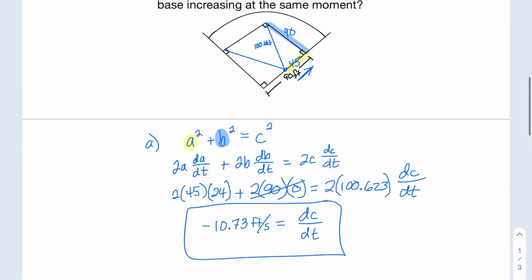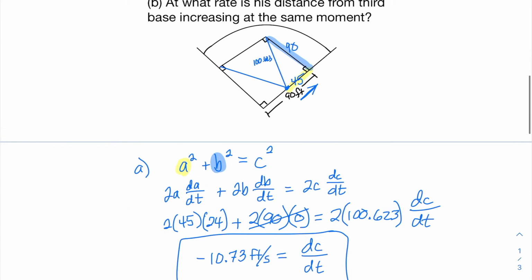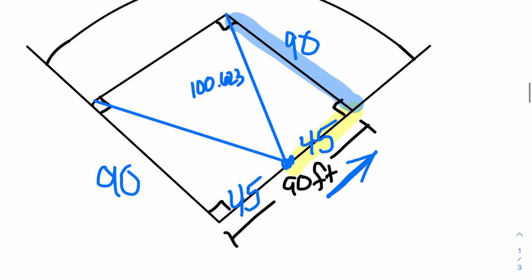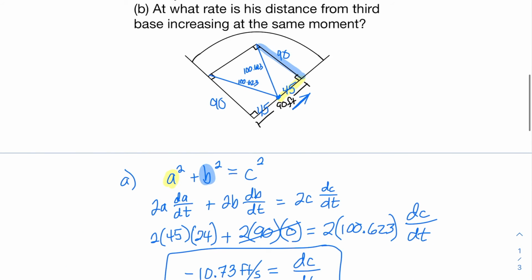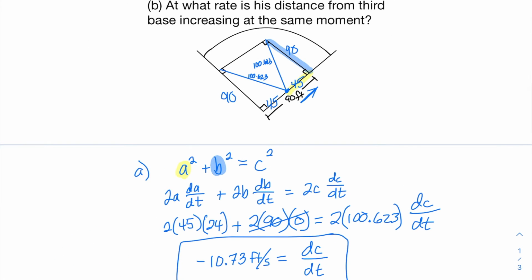Now let's take a look at the same scenario, and we'll look at part B, and see how that distance from third base is increasing. And we'll label things, and you're going to notice that a lot of these labels are going to come out to be similar values, right? Because we're halfway to first. So that triangle, and I'll zoom in again here to write it out to the decimal, is still going to be 100.623 for that hypotenuse. So part B here is going to look eerily similar to part A.